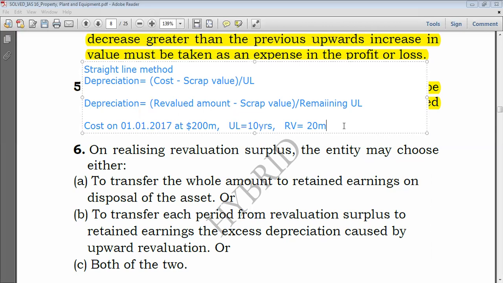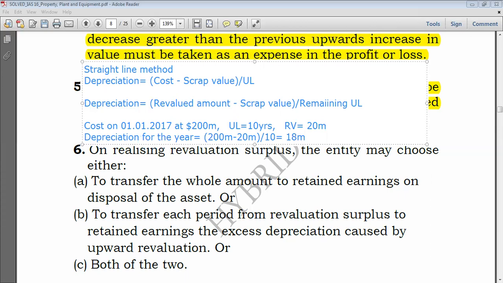And let's say now 2017 passes, 2018 passes, 2020 passes. Oh, let's first compute the depreciation for the year. What would be the depreciation for the year? We use cost, that is 200 million, minus scrap value, that is 20 million, divided by the useful life of 10 years, ending up with 180 million divided by 10, we remain with 18 million. This is the depreciation each year.